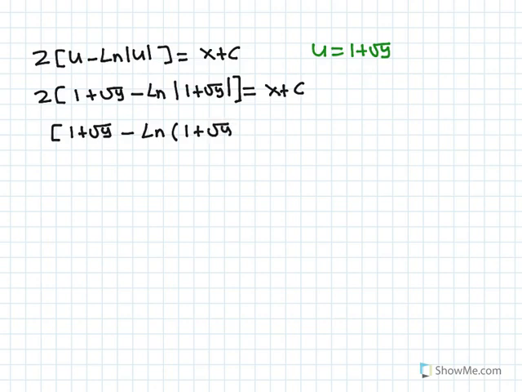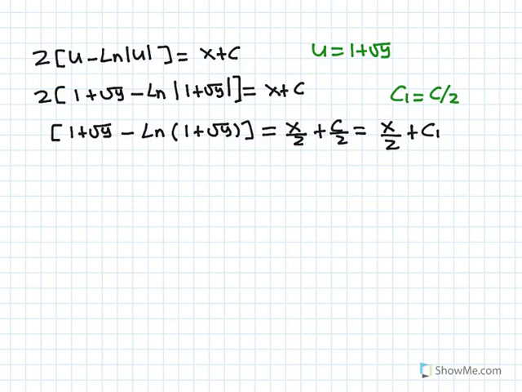So log of 1 plus root y is equal to x over 2 plus c over 2, and we're just going to call c over 2 another constant, say c1. So we get x over 2 plus c1, where c1 is equal to c over 2. All right, so what we have is 1 plus root y minus log of 1 plus root y is equal to x over 2 plus c1.